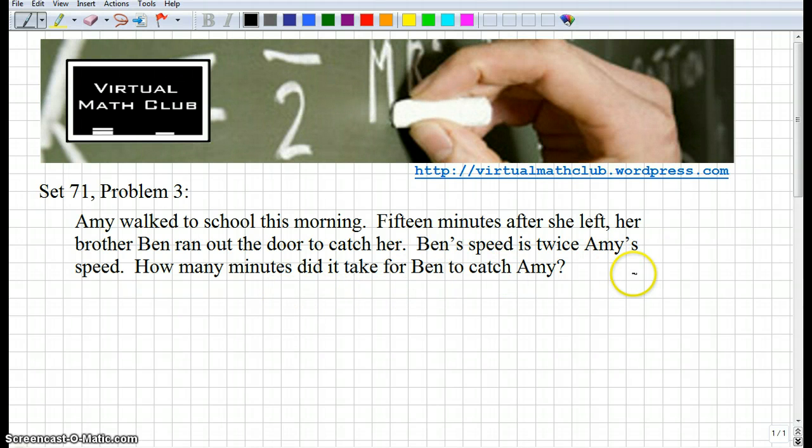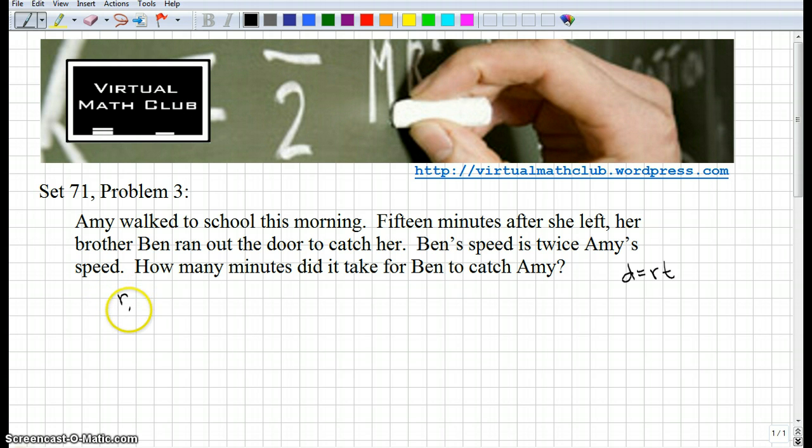Alright, well, we could use distance equals rate times time on this. Now we know something about the time, the fact that the delay between the time that Amy starts and Ben starts is just 15 minutes. But we don't know Amy's rate or Ben's rate, but we do know that Ben's rate is twice Amy's rate. So let's define some variables.